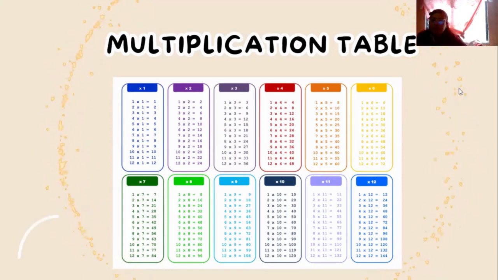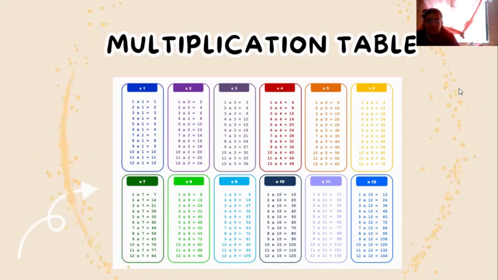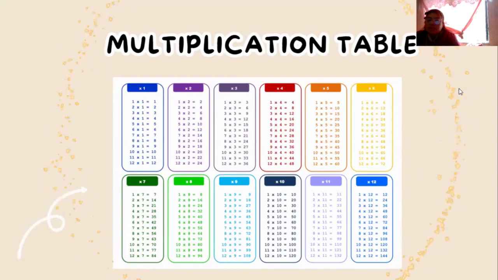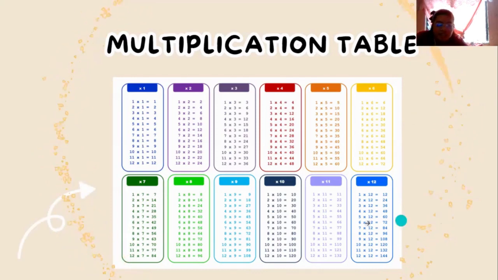Also, we have the 8 times table. 1 times 8 is 8. 2 times 8 is 16. 3 times 8 is 24. And 4 times 8 is 32. 5 times 8 is 40. And 6 times 8 is 48. 7 times 8 is 56. And 9 times 8 is 72. 10 times 8 is 80. 11 times 8 is 88. And 12 times 8 is 96.